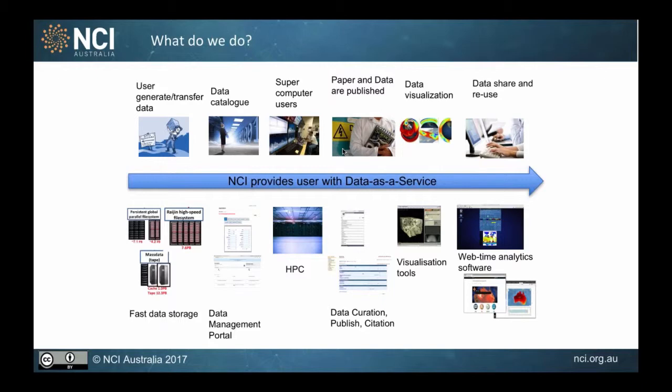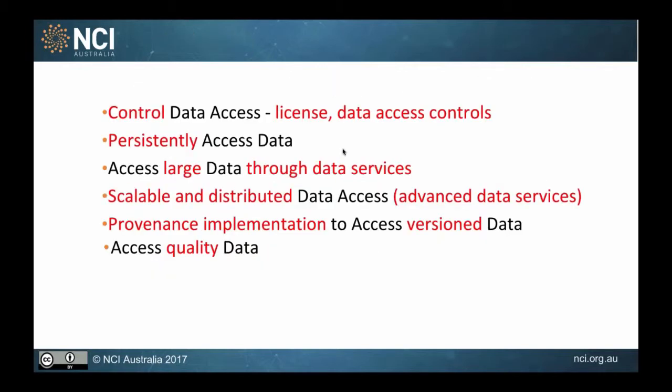What makes us different from other digital repositories is that we are co-located with an HPC facility, high performance computing. Given the large scale of our data, we host more than 10 petabytes of research data. So we really want to make good use of the high performance computing here to advance science research.